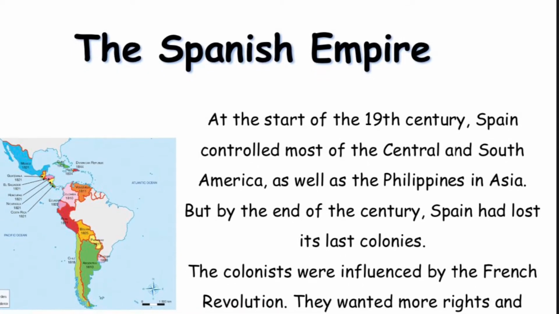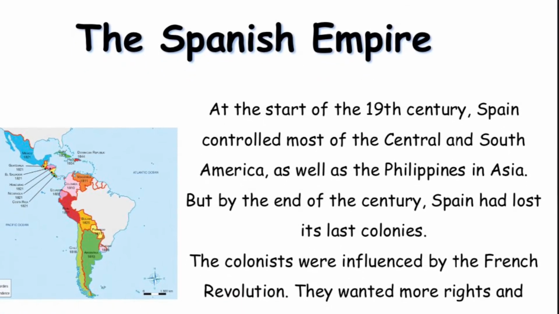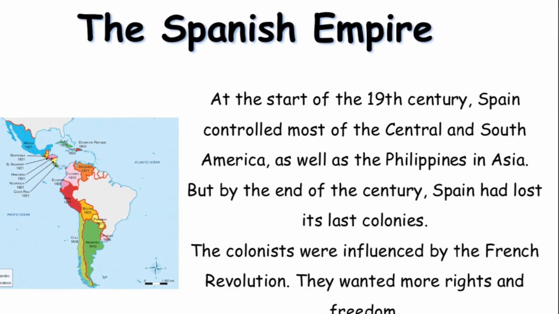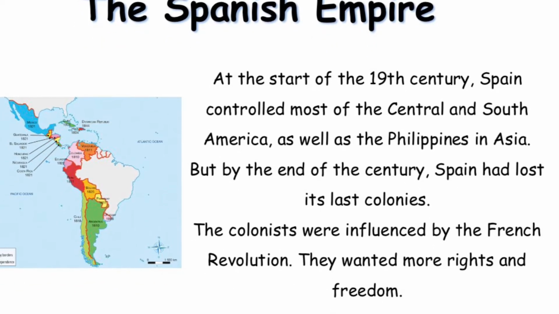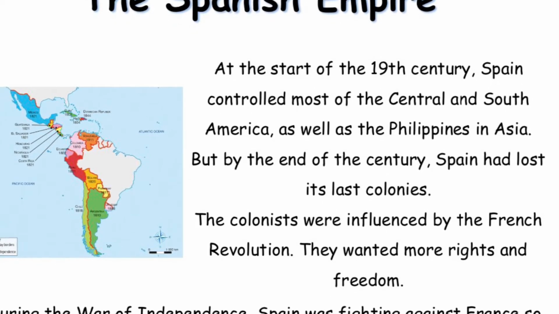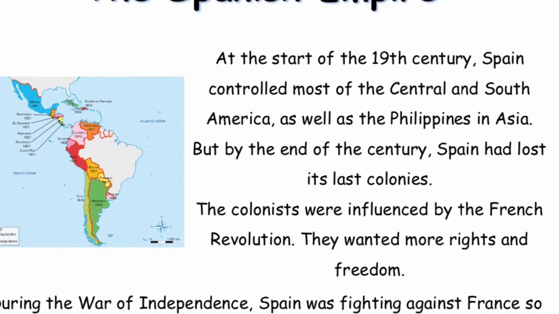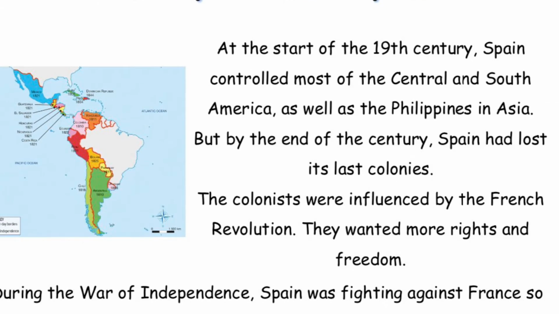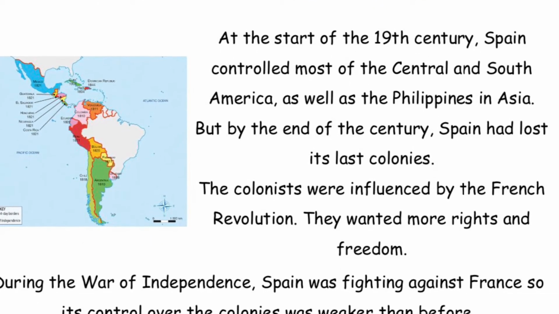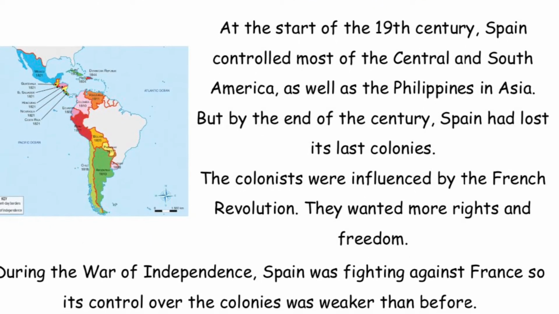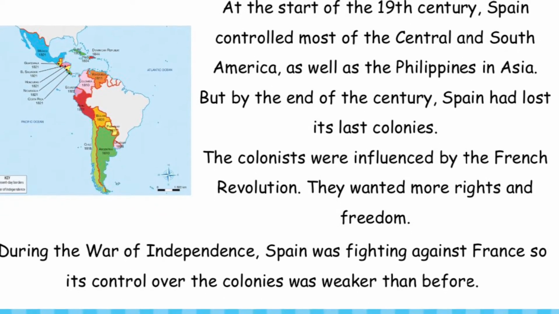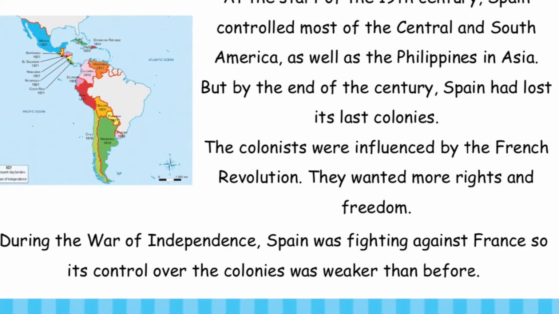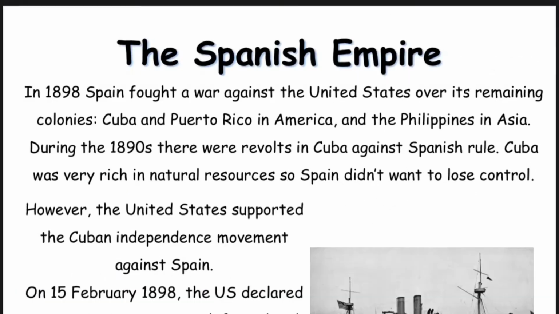The Spanish Empire. At the start of the 19th century, Spain controlled most of Central and South America, as well as the Philippines and Asia. But by the end of the century, Spain had lost its last colonies. The colonists were influenced by the French Revolution. They wanted more rights and freedom. During the War of Independence, Spain was fighting against France, so its control over the colonies was weaker than before.